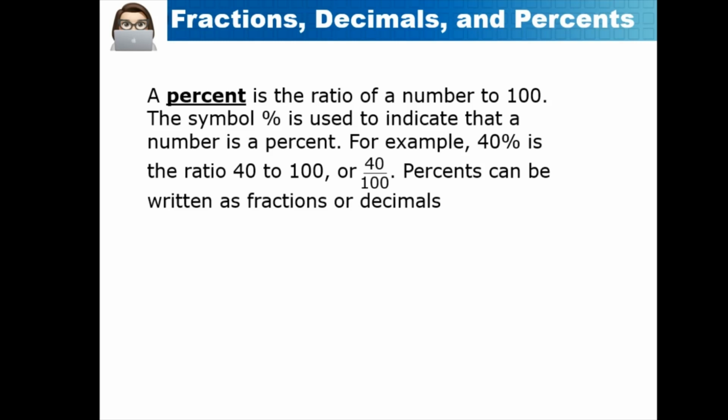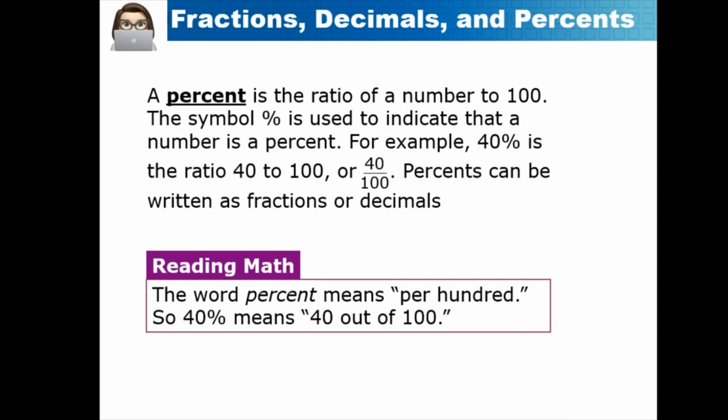A percent is the ratio of a number to 100. The symbol percent is used to indicate that a number is a percent. For example, 40% is the ratio 40 to 100 or 40 over 100. Percents can be written as fractions or decimals. So the word percent means per 100. So 40% means 40 out of 100.